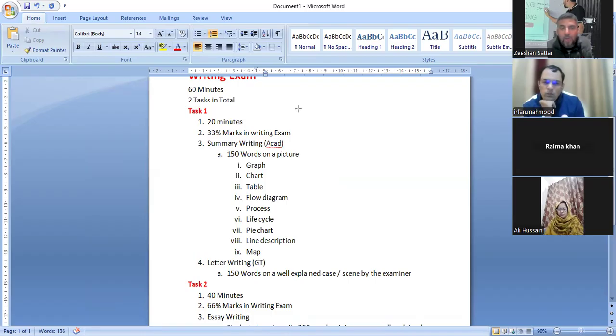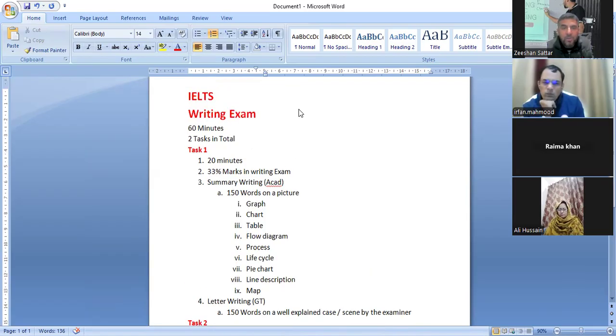So IELTS writing exam. IELTS writing exam has two different tasks to perform. IELTS writing exam is an exam of 60 minutes. ये 60 मिनट का एग्जाम है. इस 60 मिनट के एग्जाम में 2 टास्क करने होते हैं बच्चों ने. पहला टास्क कहलाता है आपका समरी राइटिंग फॉर एकेडमिक स्टूडेंट्स या लेटर राइटिंग कहलाता है फॉर जनरल ट्रेनिंग स्टूडेंट्स. 20 मिनट्स होंगे टास्क 1 के लिए. 33% मार्क्स कंट्रीब्यूट करेंगे आपके टोटल राइटिंग के मार्क्स में.